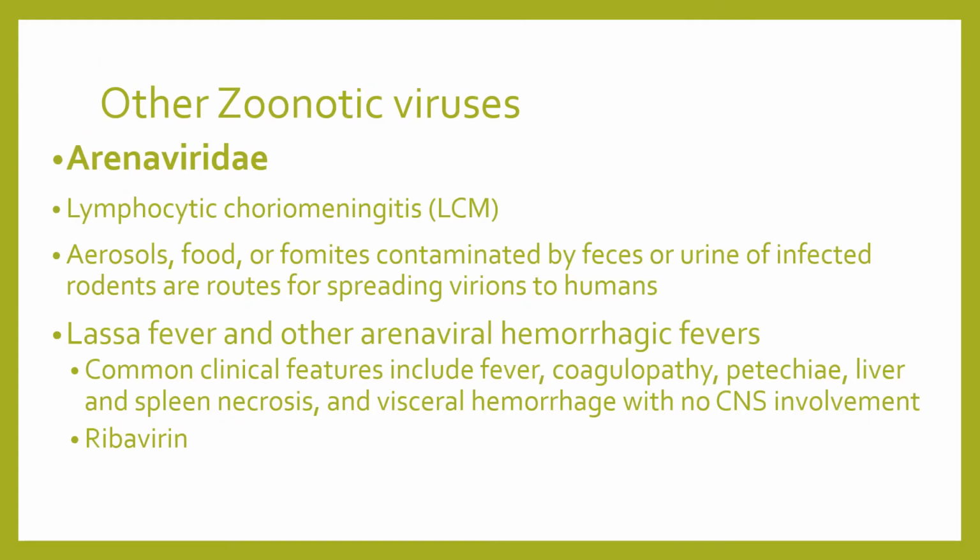Your arenavirus, which can cause lymphocytic choriomeningitis, or LCM, is transmitted through aerosols, food, or fomites which are contaminated by feces or urine of infected rodents. For Lassa fever and other arenaviral hemorrhagic fevers, clinical manifestations include fever, coagulopathy, petechiae, liver and spleen necrosis, and visceral hemorrhage with no sinus involvement. Usually they can treat it with the antiviral ribavirin.